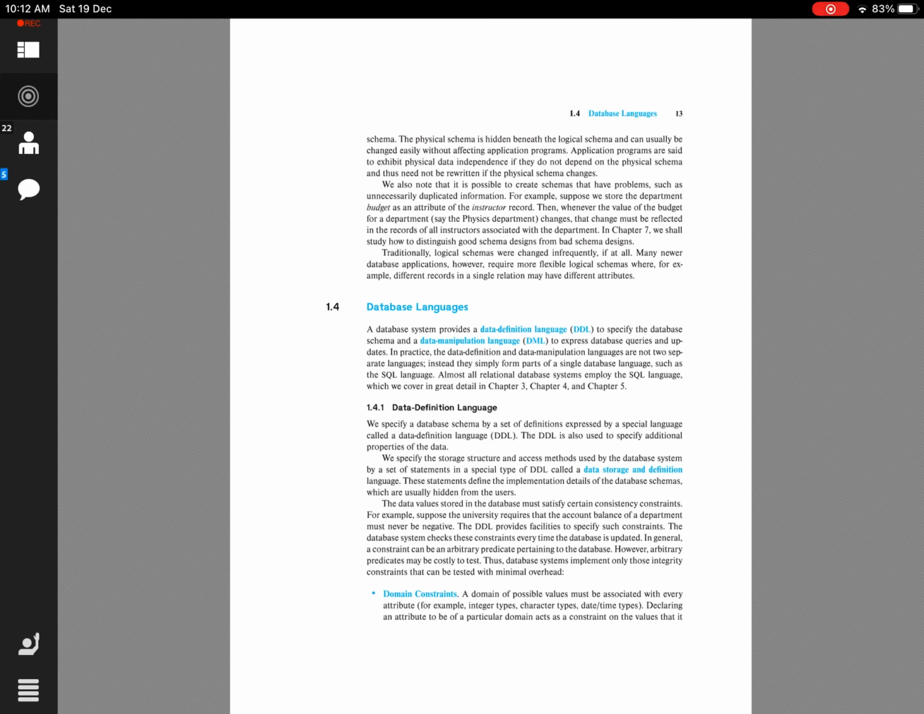Okay, until database languages for this session, it is enough for now. And in the next session, no, they are not in Pascal language. Which one do you mean?